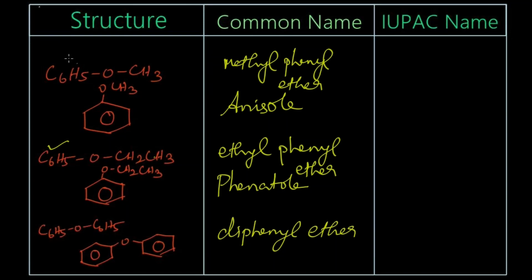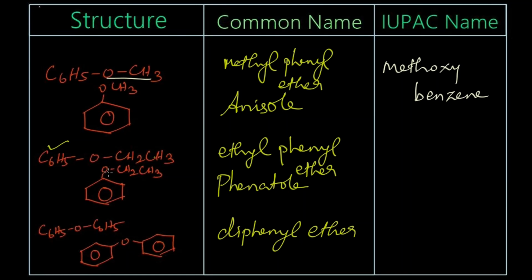This is benzene, the parent one. To the benzene, a methoxy group is attached. So this is called methoxybenzene. Methoxybenzene is the IUPAC name for anisole.